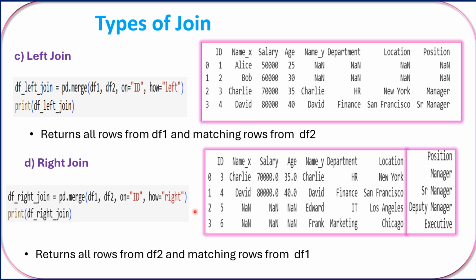The same will be done with data frame 2, in case of right join. So IDs 3, 4, 5 and 6 will be present because we work on ID and we just do it as a right join. Only for Charlie and David, all the details will be available, whereas for the remaining two IDs, the first three columns will be NaN values because there is no such detail available. And the remaining columns will have the details because they are available in data frame 2.